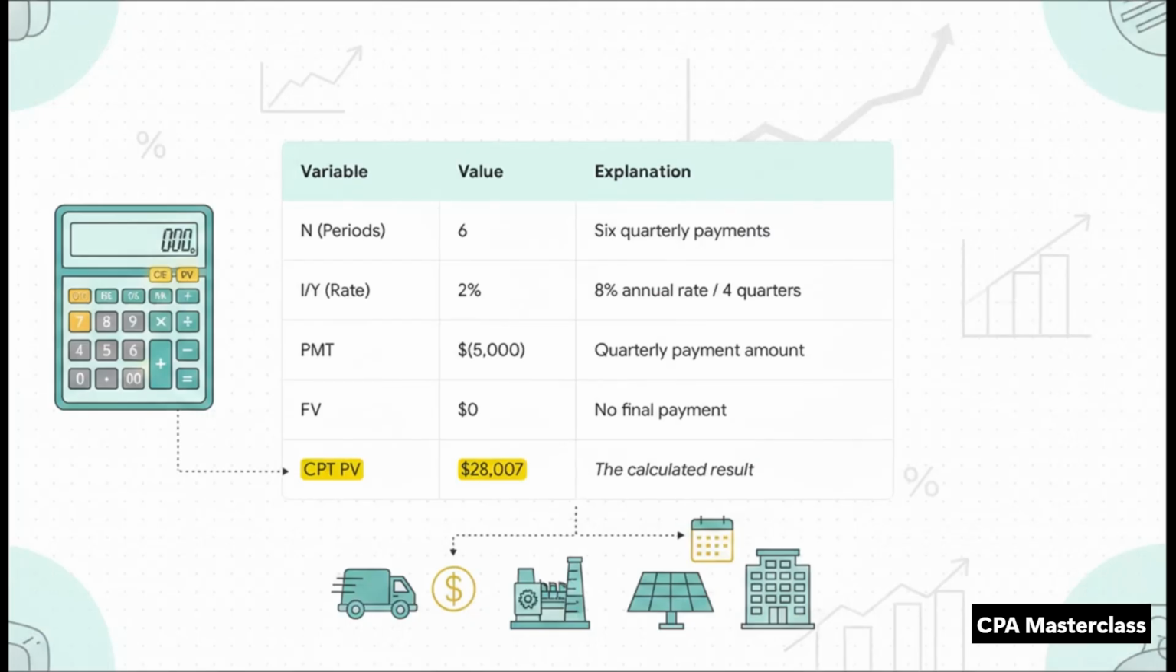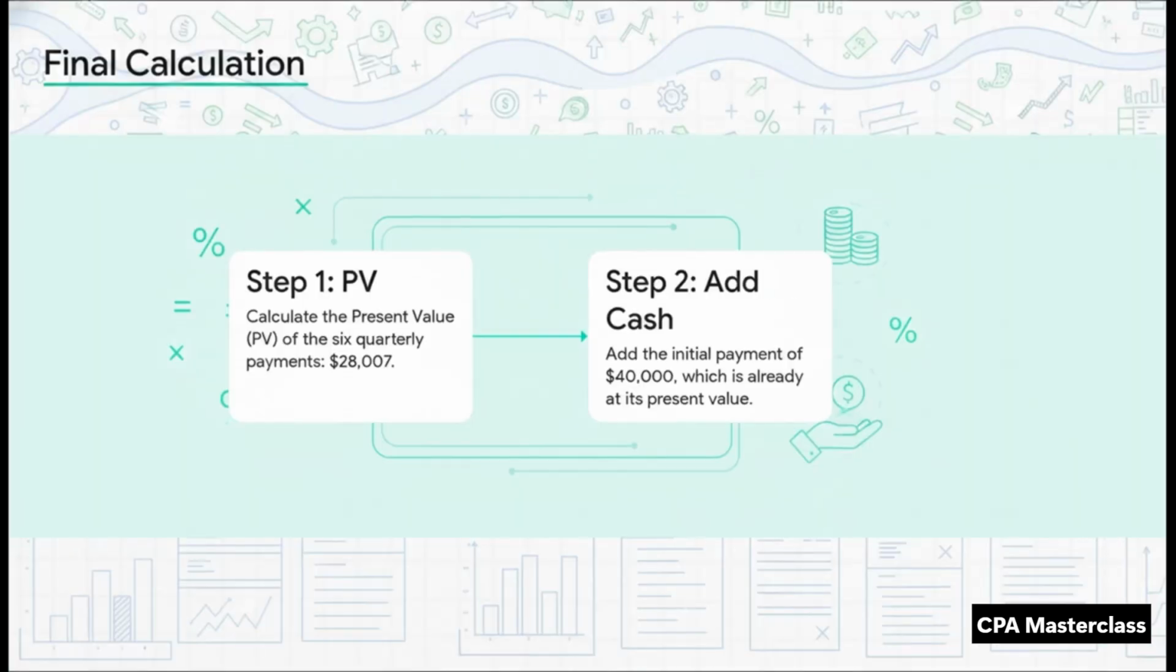So, if you were to pull out a financial calculator, here's what you'd punch in. For N, the number of periods, that's easy. It's our 6 quarterly payments. Now for the interest rate, or I/Y, you got to be careful. We need the rate per period. So we take that 8% annual rate and divide it by 4 quarters, which gives us 2%. The payment, PMT, is that $5,000. And FV, or future value, is 0 because there's no big final payment at the end. You hit compute for present value and boom, $28,007.